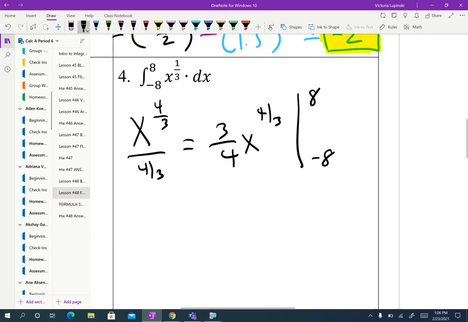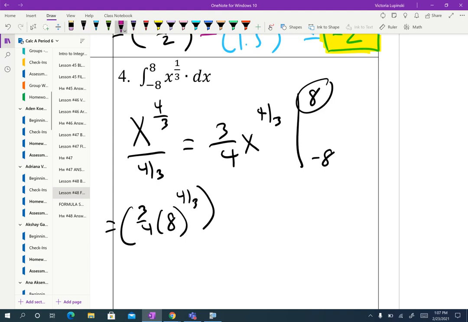And then again, here's where you can either do it the long way or you can use your calculator. If you're going to go ahead and start by plugging in the top number, which is 8, you're going to get 3/4 times 8 to the 4/3. Then again, it's always a minus. Then you're going to do a 3/4 times a -8 to the 4/3. And then again, if you're going to use a calculator, that's just fine. If you're not, think about what you're actually being asked to find.